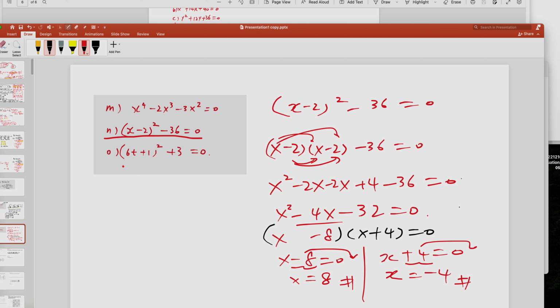Last one is the same thing. You open this, then you plus the 3, then you just continue. Okay? But actually now I want to give you another flavor of the question.